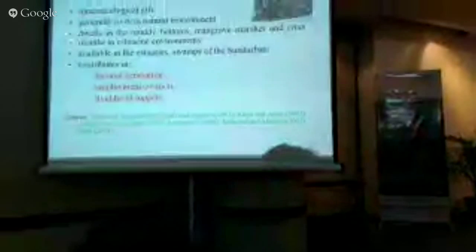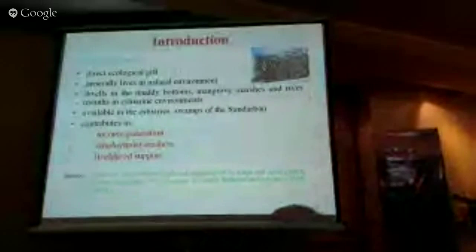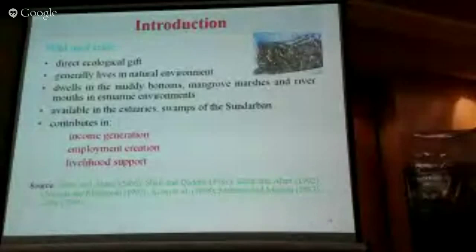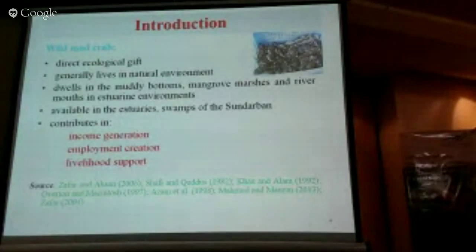So what is mud crab? We will talk about wild mud crab, which goes even across the country boundary, and it gives a lot of economic benefit to the country as well as to the poor coastal community of the country. So it's a direct ecological gift. It generally lives in the natural environment. It dwells in the muddy bottoms, mangrove marshes, and river mouths. So it's available in the estuaries and swamps of the Sundarban. If you go to the literature, it contributes to income generation for the people, it creates employment, and it supports the livelihood of the people. So this is the broader scenario.